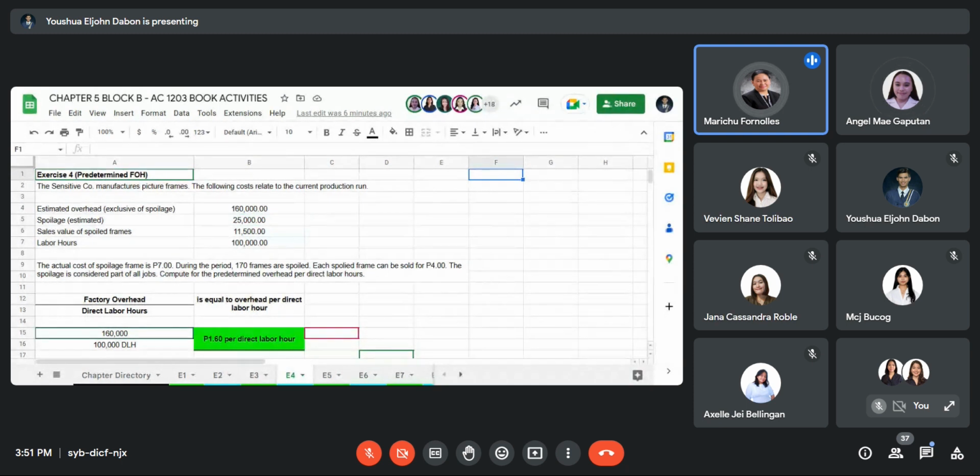Yes, miss. You forgot already. This is not the first time we encountered this problem. It was taken up also in chapter 3. It's really similar data. As in, why did you not include the spoilage cost in your total overhead?